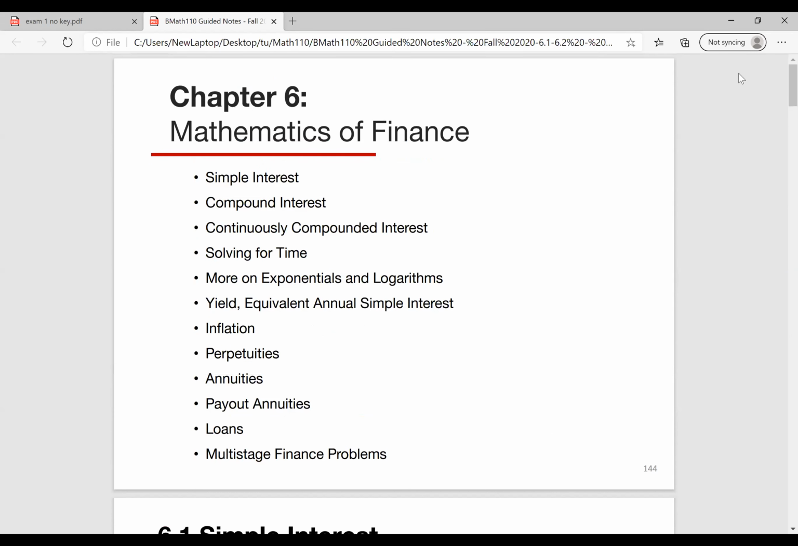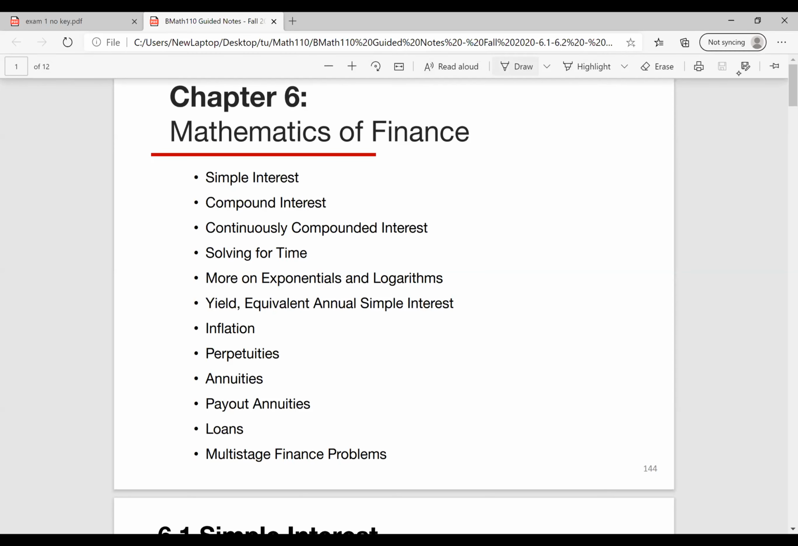Today we're going to start to work on chapter 6, and this chapter is talking about mathematics of finance. We're going to talk about simple interest, compound interest, continuously compounded interest, solving for time, and something else. But for now, today I'm going to talk about simple interest and compound interest.